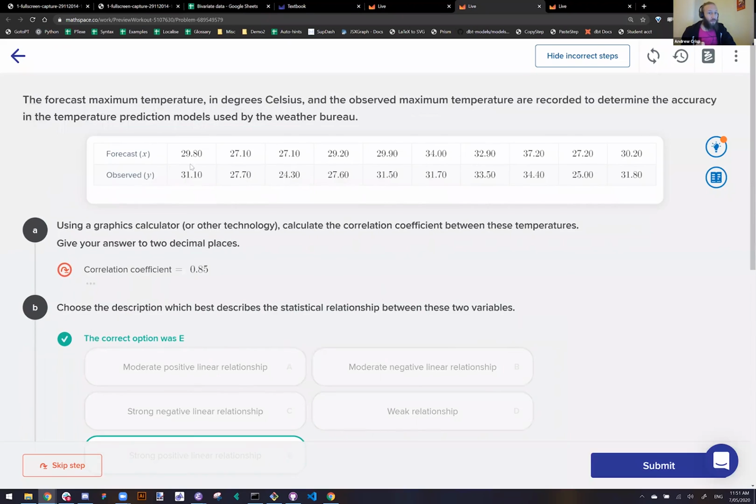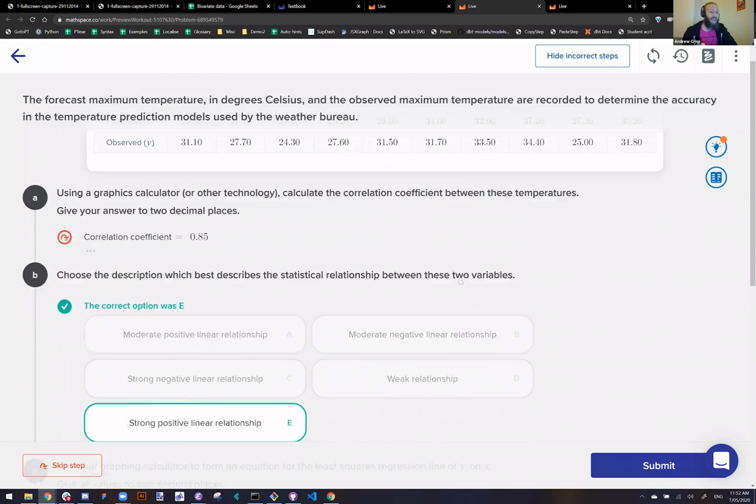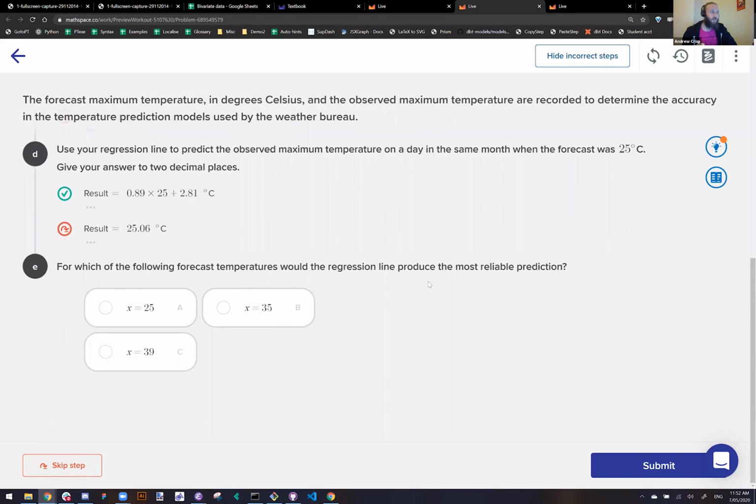So what is the range of values in the original data set? What's the lowest number I can find up here? It's 27.1. And what's the highest number I can find? 37.2. So if I want to make a prediction and it's between 27.1 and 37.2, that's the interpolation range, and that'll be the best kind of prediction. If it's outside the range, it'll be an extrapolation, and that's automatically less good.